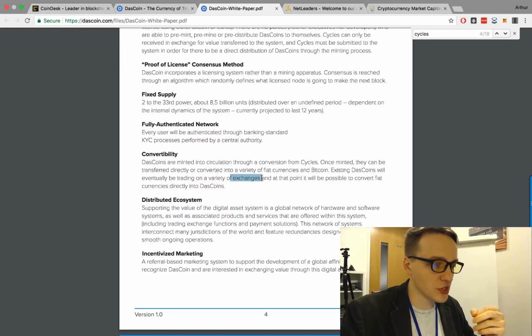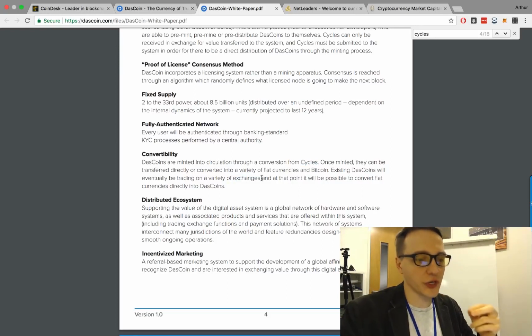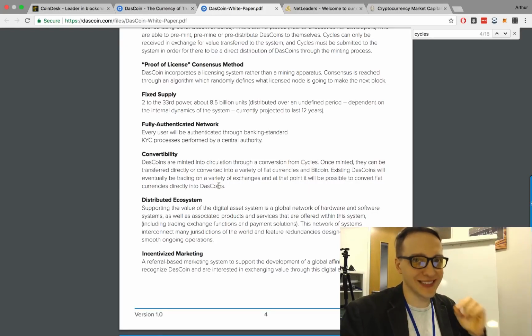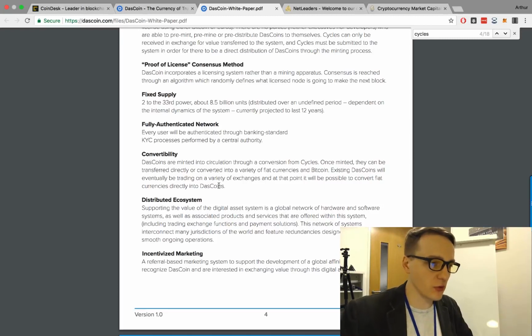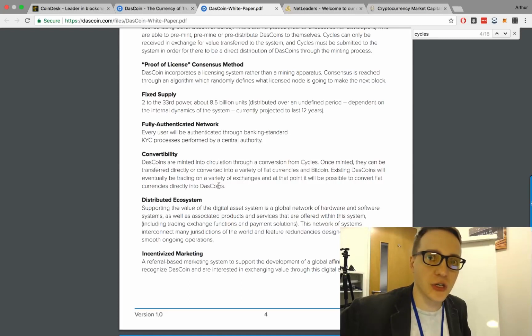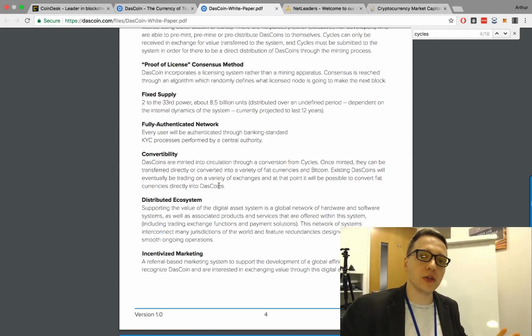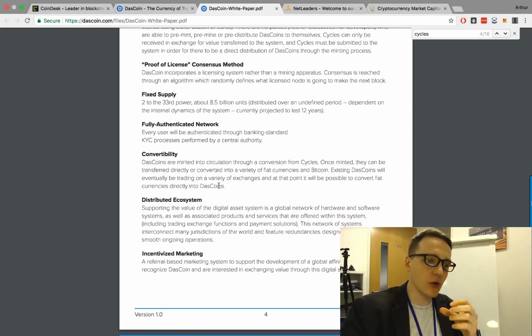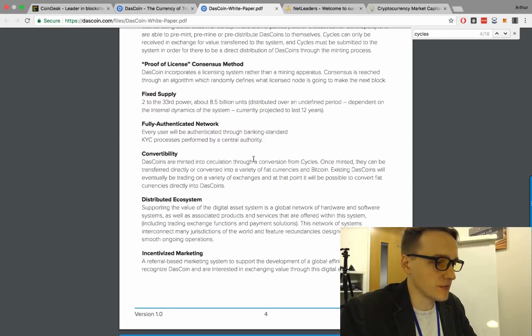That's when DasCoin will start trading on a variety of external exchanges, and at that point, it will be possible to convert fiat currencies directly into DasCoins. So the only way right now for DasCoins to be created is through cycles. So cycle, it's almost like you trying to produce energy. You need to put something into the furnace in order for that energy to be created. Coal, whatever else that might be. So coal is like cycles that go in, and out come DasCoins.